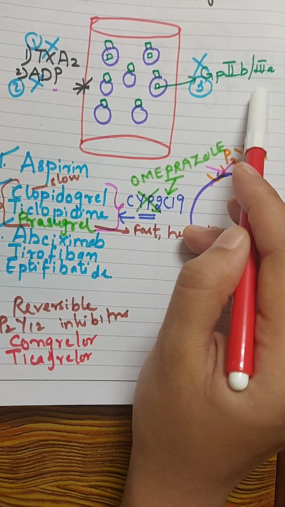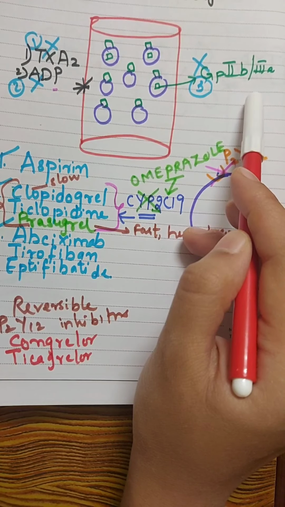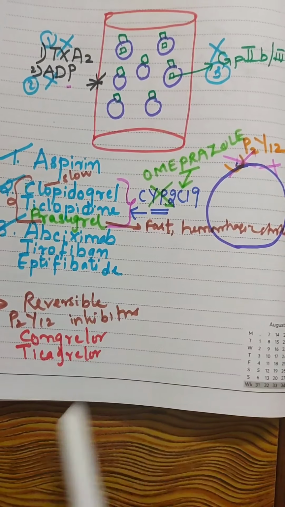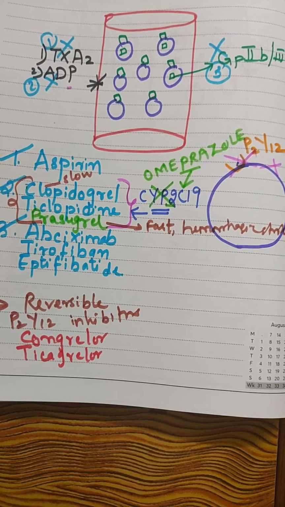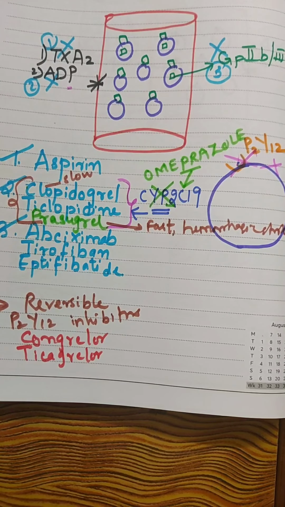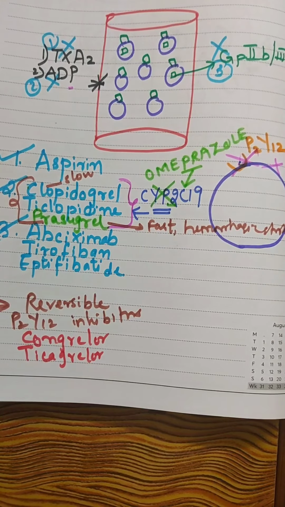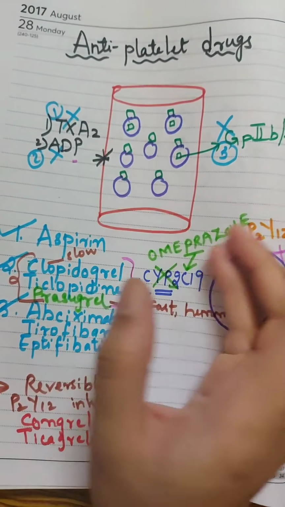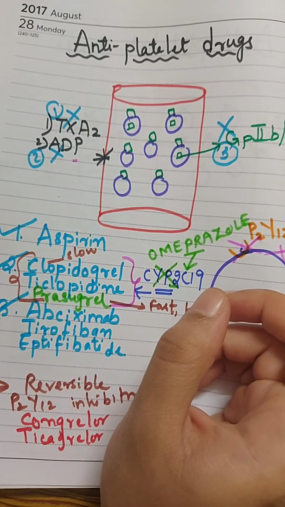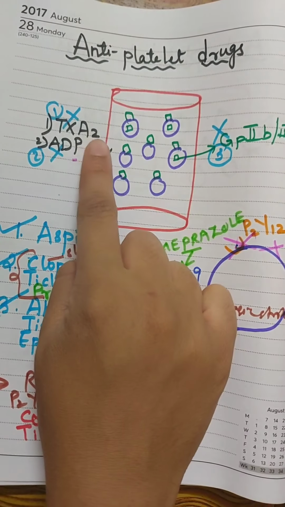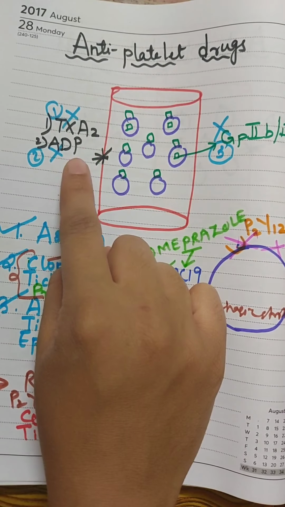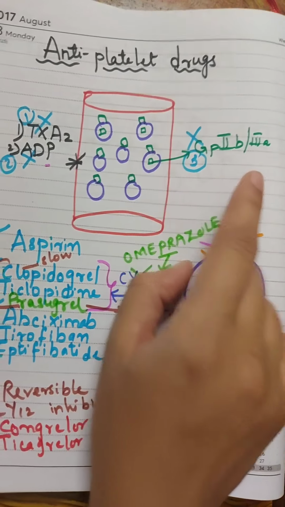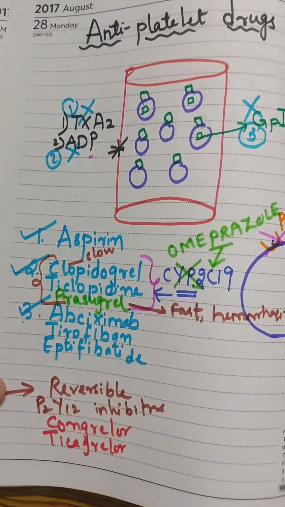Okay, so the GP2B3A antagonist drugs are abciximab, tirofiban, and eptifibatide. These are the strongest antiplatelet drugs. And with this we have completed the antiplatelet drugs. We have three types of antiplatelet drugs. First one is thromboxane A2 inhibitors, second one is adenosine diphosphate inhibitors, and third one is GP2B3A inhibitors. And these are all the examples of these drugs.